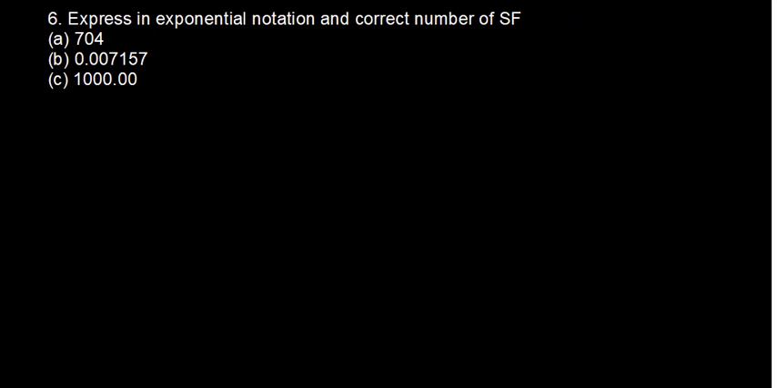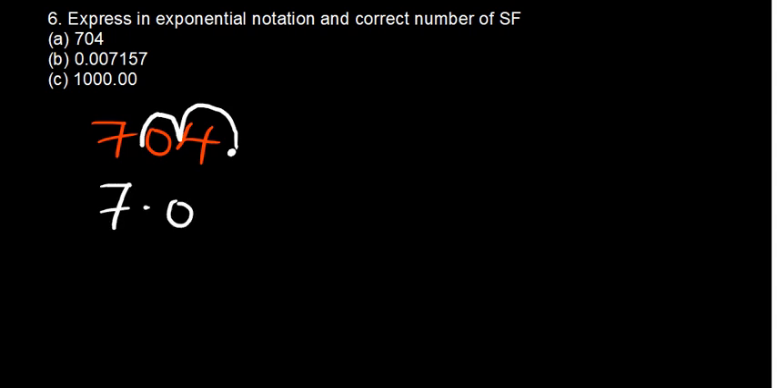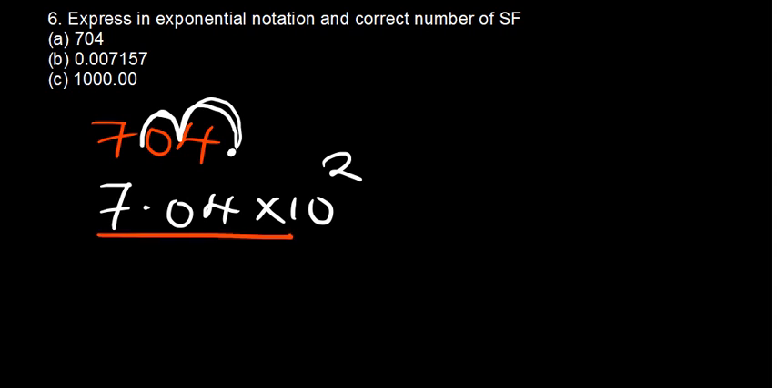Express in exponential notation and also correct number of significant figures. So in exponential notation, basically you want to show the powers there, and you get to look at a decimal place. So 704. Whenever you have a number, what you need to understand is that there is a decimal point at the end there. So it's going to be 1, 2. So we have 7.04 by 10 to the power. How many times have we moved? 1, 2. So that's what we have. We've expressed our first one in exponential notation.